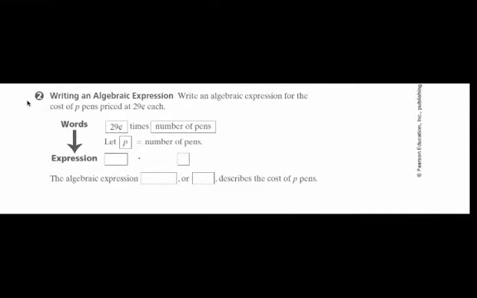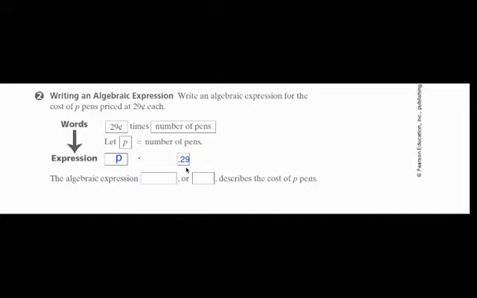Now we're going to be writing an algebraic expression. We're going to write an algebraic expression for the cost of P pens priced at 29 cents each. So if you think in terms of words, we have 29 cents times the number of pens. We just don't know how many pens we bought. So we're going to let P equal the number of pens. So we're going to take P times 29 cents.